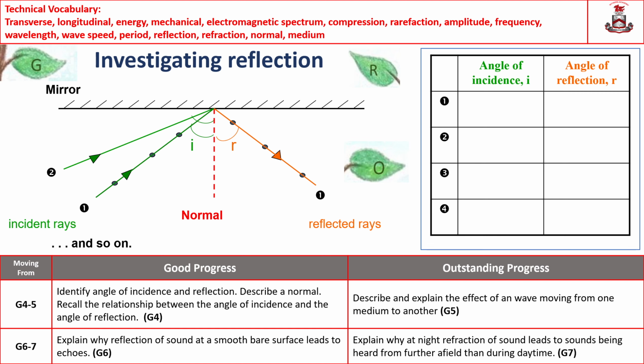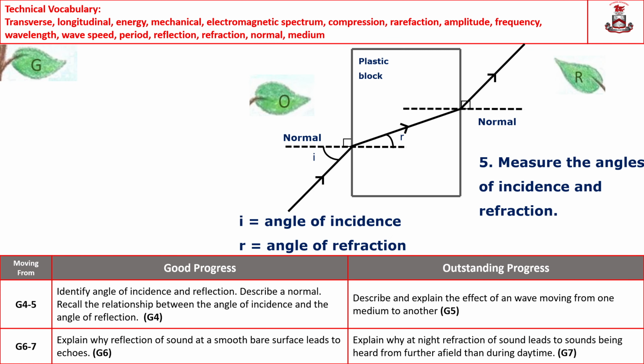So when we do this experiment, what you'll find is this angle, say this is 30 degrees, the angle of reflection is 30 degrees; 45 degrees, 45 degrees. You get the idea, it'll always be the same. So the angle of incidence always equals the angle of reflection.